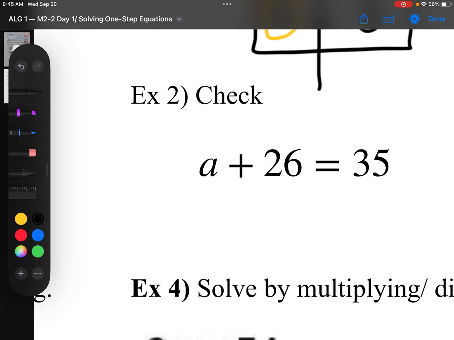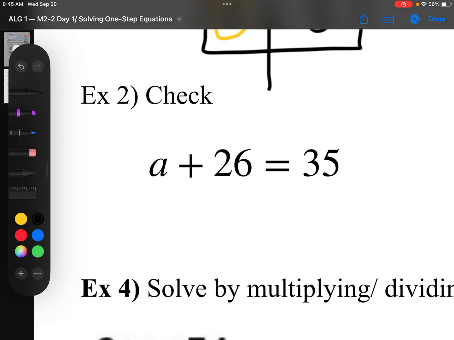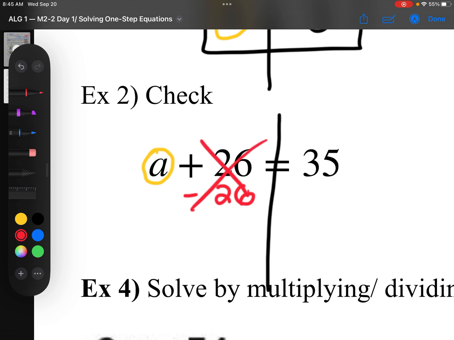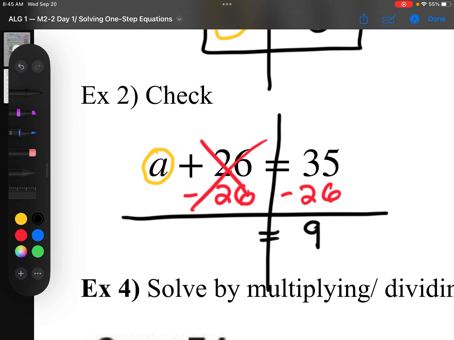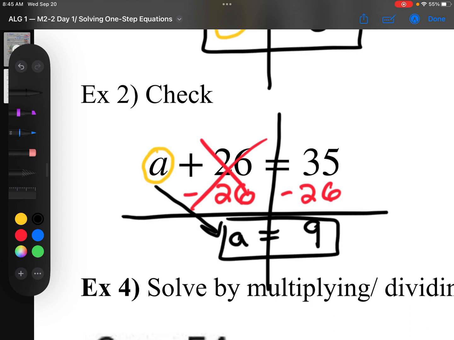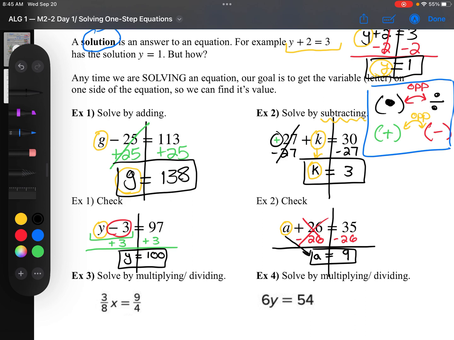We're going to do example 2. I've got a plus 26 equals 35. I'm going to draw my line. I know my a is the variable that I'm looking for to get by itself. If I'm adding 26 to a, I know I have to take away 26 to get rid of it. Okay, 26 minus 26, gone. It cancels out. And then I have 35 minus 26, which if we solve that out, you would get 9. So I have a is equal to 9. Boom. That's your answer for that one. Okay, so that is how you can solve equations either by adding or subtracting.